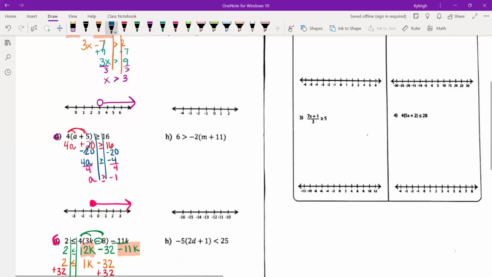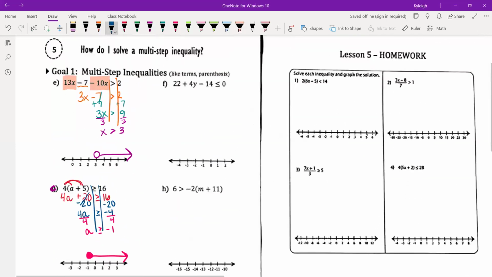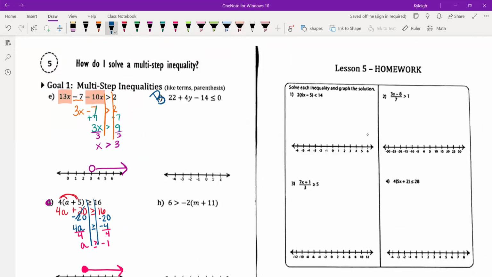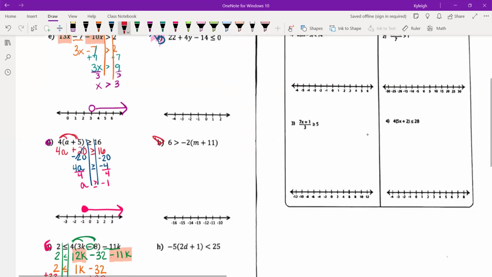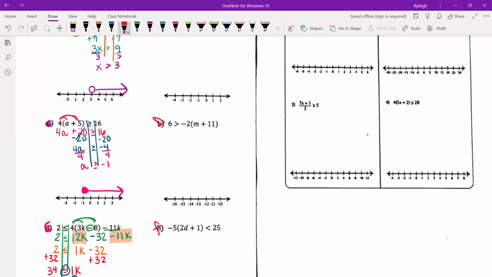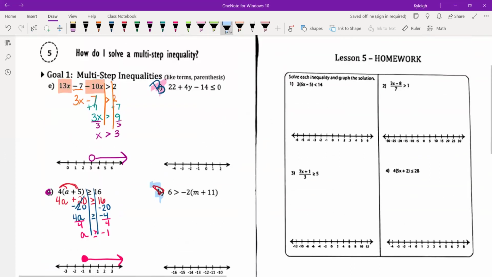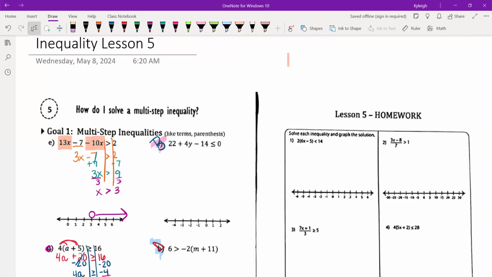Okay, so what I want you to do is do the next 3 on your own. See what you can do. So do B. This is B. This is D. And this is F. So do this whole side on your own. Okay? So pause the video and get going there.